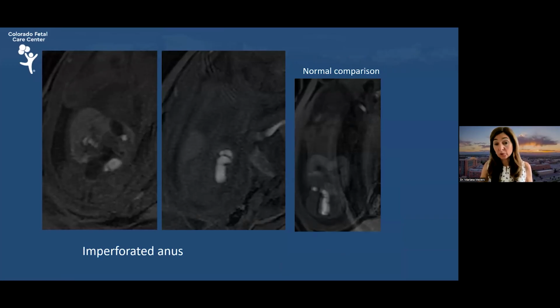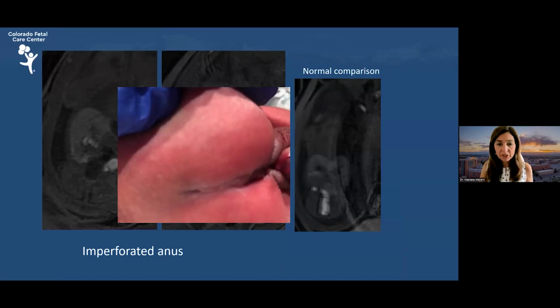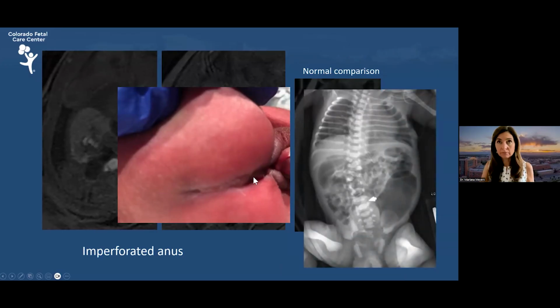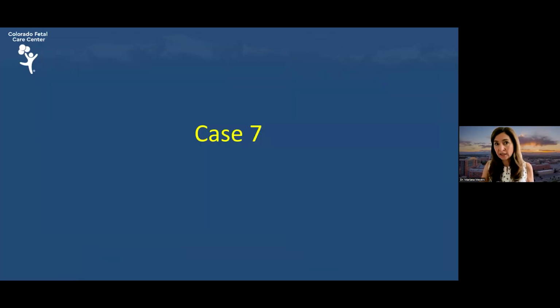So this baby actually was born with us, and that's how we obtained the follow-up imaging. And this is kind of a close-up view of the baby to show that there was no anal dimple, no anal sphincter opening. The baby also had a tethered cord and segmental anomaly. So I think we ended up looping this under the VACTERL association because we couldn't find any other genetic abnormality.